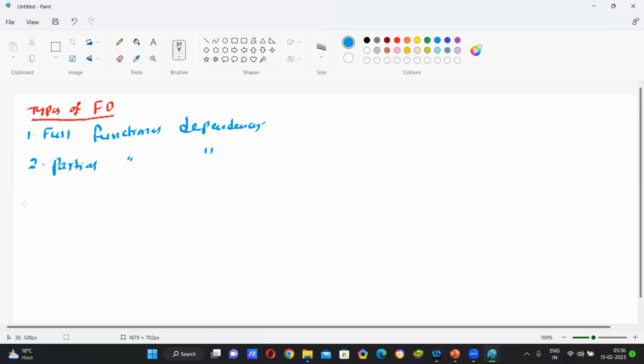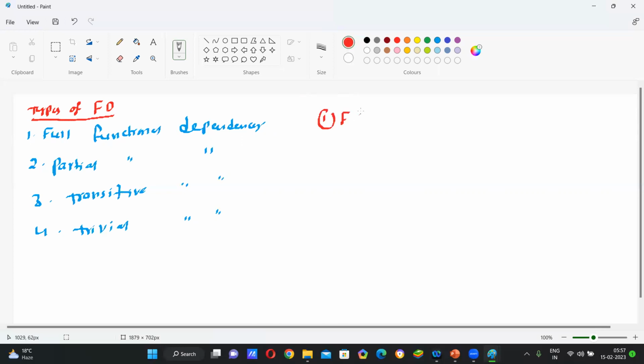Now go for types of functional dependencies. Functional dependencies are four types. The first one is full functional dependency. Second one is partial functional dependency. Third one is transitive functional dependency. The fourth one is trivial functional dependency. Now see one by one with examples.